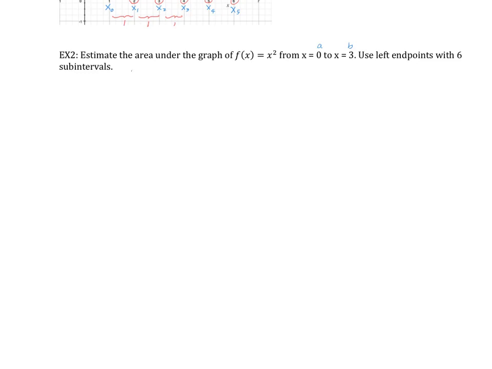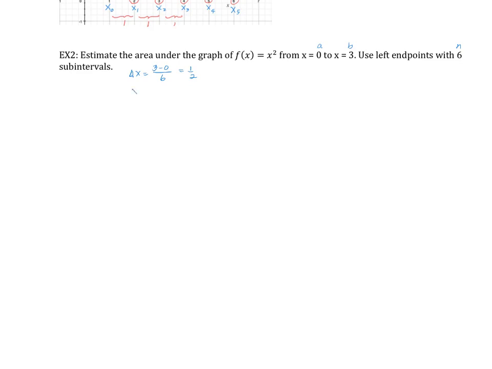I need my delta x. So delta x is going to be b minus a, so 3 minus 0, over n. N is the number of subintervals, and here n is going to be equal to 6. So it's 3 minus 0 over 6, which is just 3 over 6, or 1/2. So that's my delta x.